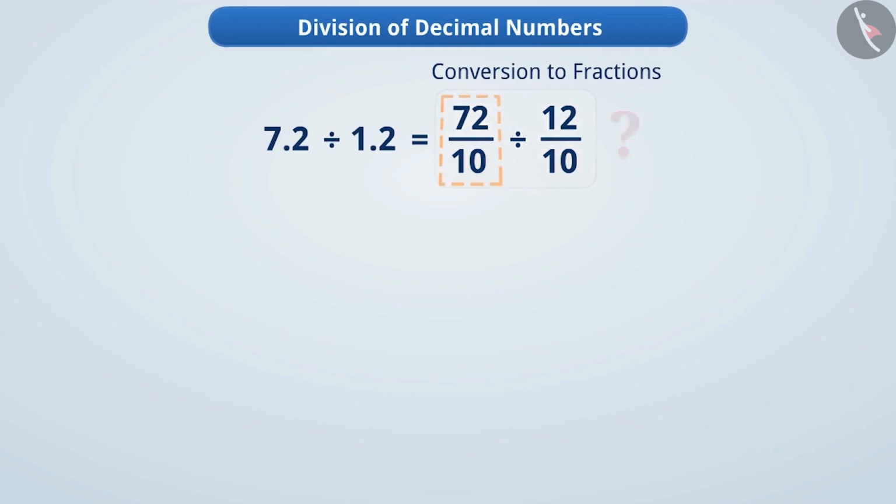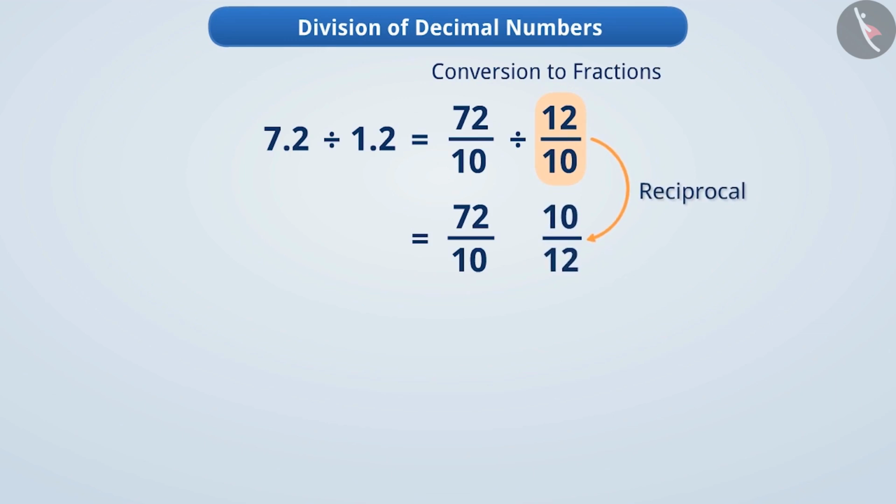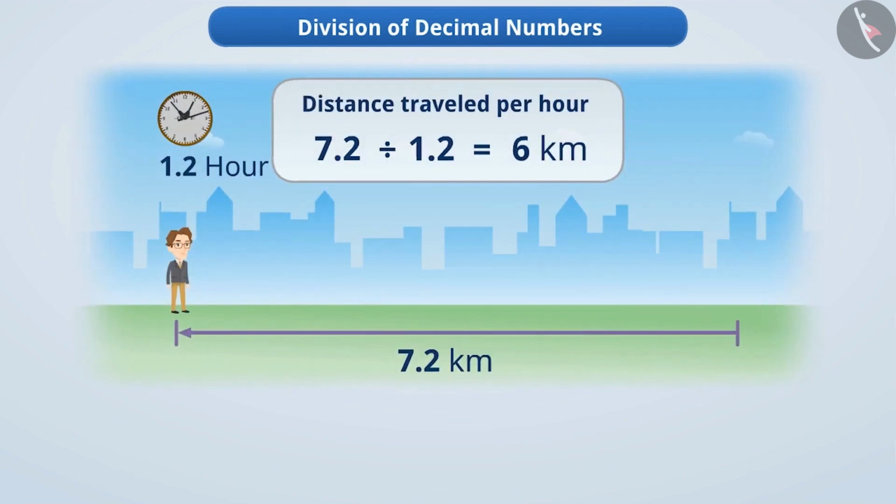Absolutely correct. We will keep the first number exactly the same and multiply it by the second number's reciprocal. 72 by 10 into 10 by 12. Now 10 in the numerator and 10 in the denominator can be cancelled by division, and we will get 72 by 12, which results in 6. Therefore, the person covers a distance of 6 kilometers per hour.